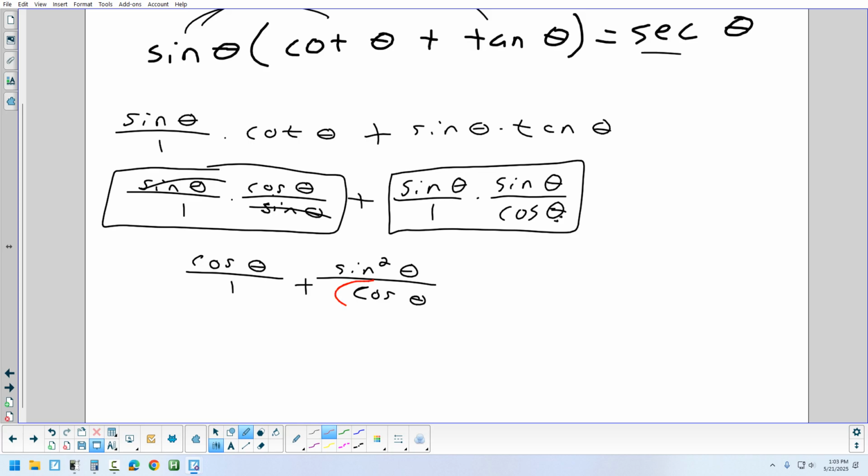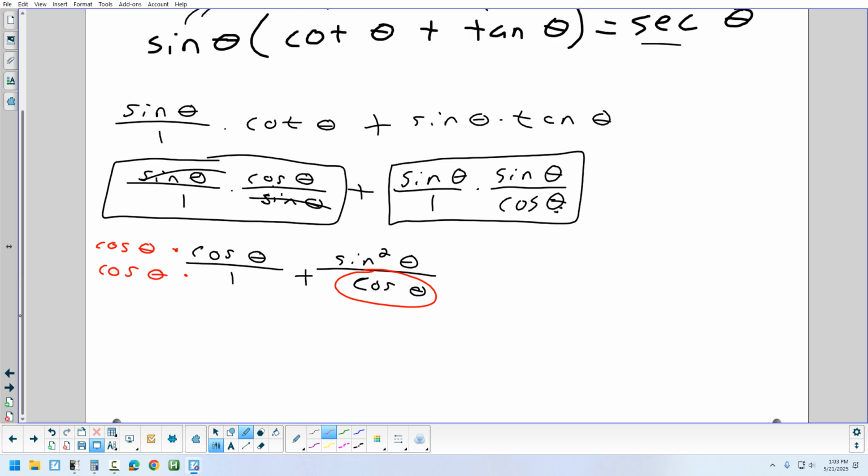This one already has a cosine. This one does not. So multiply by cosine over cosine. And now, what's cosine times cosine? Cosine squared. And the denominator is cosine. Over here, we didn't do anything. We just copy it down.